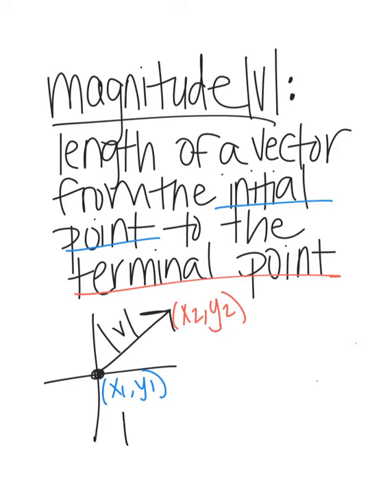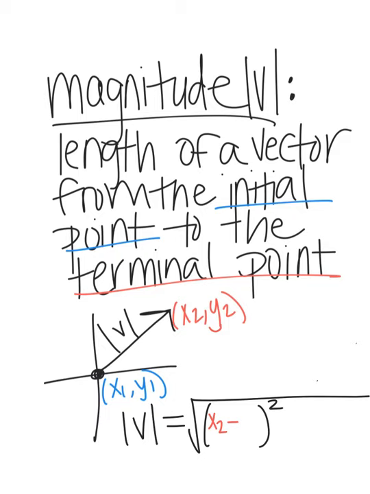So if I want to find the magnitude of vector v, I need to use the distance formula, which remember is x2 minus x1. I've got the initial point in blue and the terminal point in red. So we would just do x2 minus x1 squared plus y2 minus y1 squared.